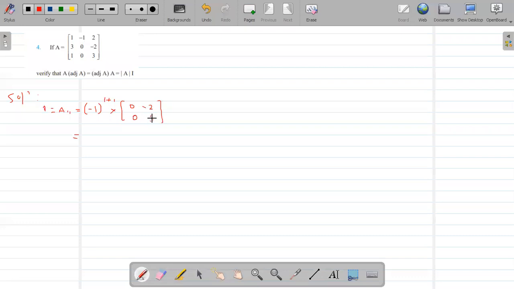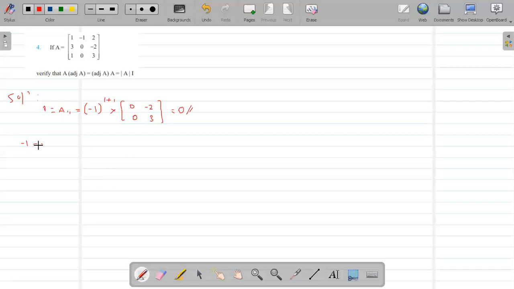Can you tell me what 3 multiplied by 0 is? 0. Yes, it's 0, right? So 3 multiplied by 0 is 0, and 0 multiplied by minus 2 is 0. So what will we write? We will write 0. So our first element will be 0. Similarly, how about the second one?